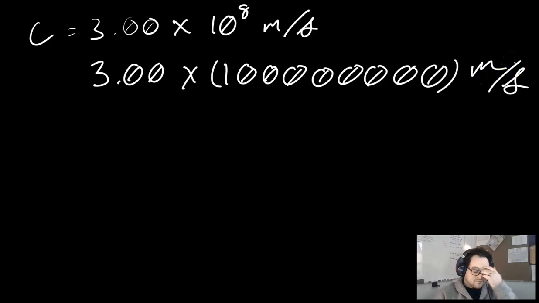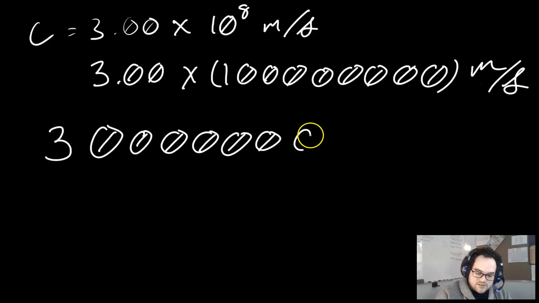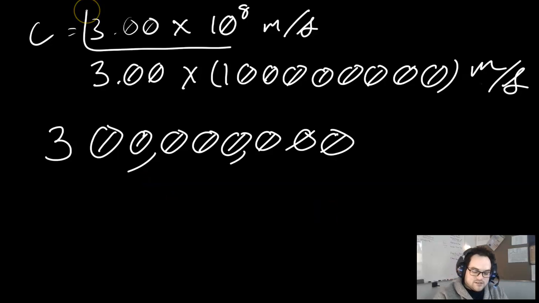And that comes out to 3, 1, 2, 3, 4, 5, 6, 7, 8. So 300 million meters per second. That's pretty stinking fast. But that's a big number. It took me a while to write that. So writing this is much faster.